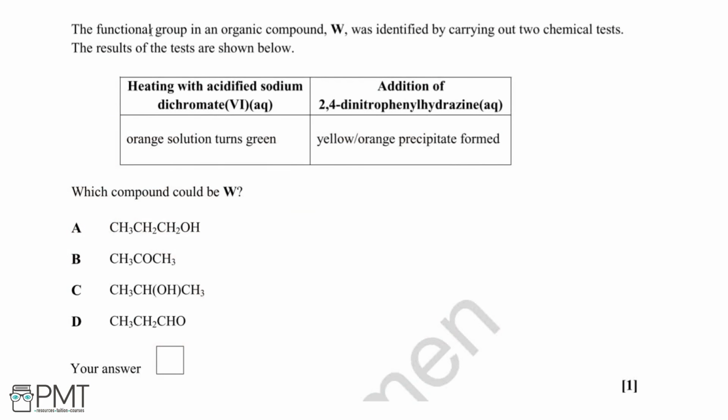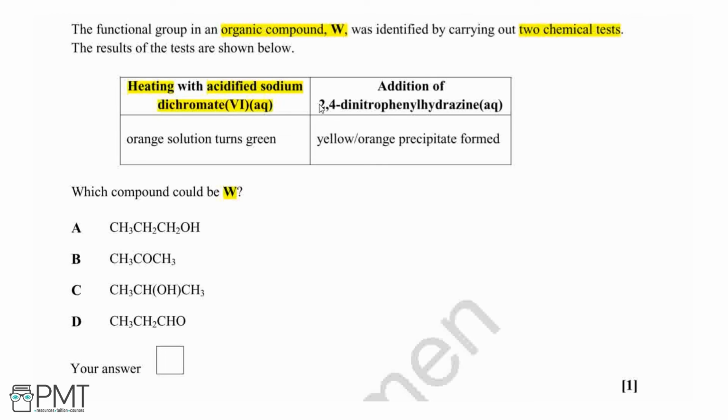For this question, we need to identify what organic compound we have based off of 2 chemical tests. So from our list of options, we can see that W could either be an alcohol, as shown in A and C, a ketone, as shown in B, or an aldehyde, as option D here. So let's have a look at the 2 chemical tests we've got. So our first one is heating with our acidified sodium dichromate. So this is an oxidising agent, which can be used to oxidise primary and secondary alcohols or aldehydes.